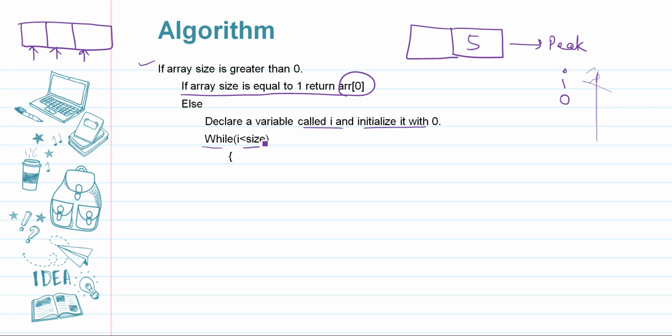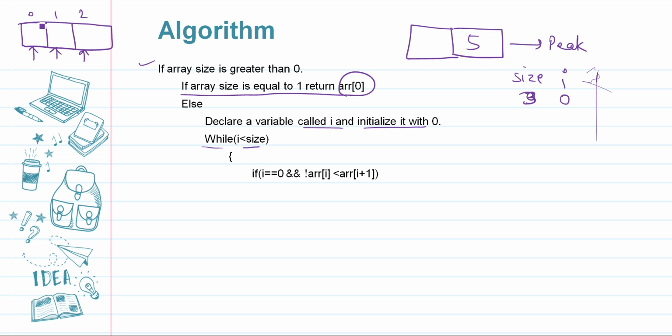So now, the value of i is less than 5. Let's say our array has 3 elements: 0, 1, 2. In this case the size is 3, right? So the size value is 3, and i is less than 3. Yes, it is. Now what do we need to do?